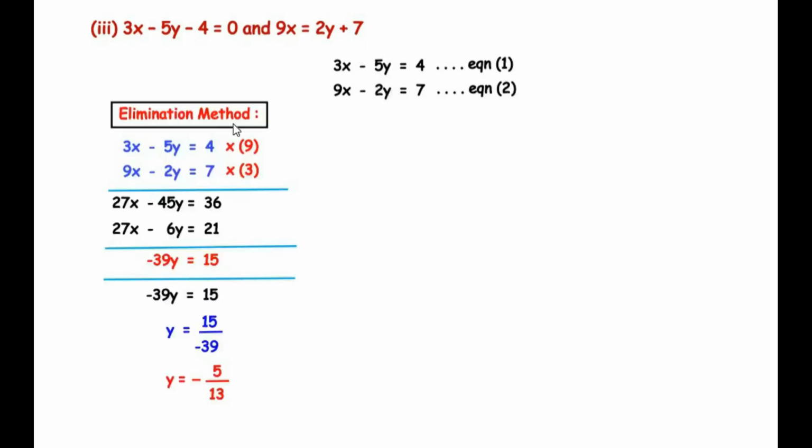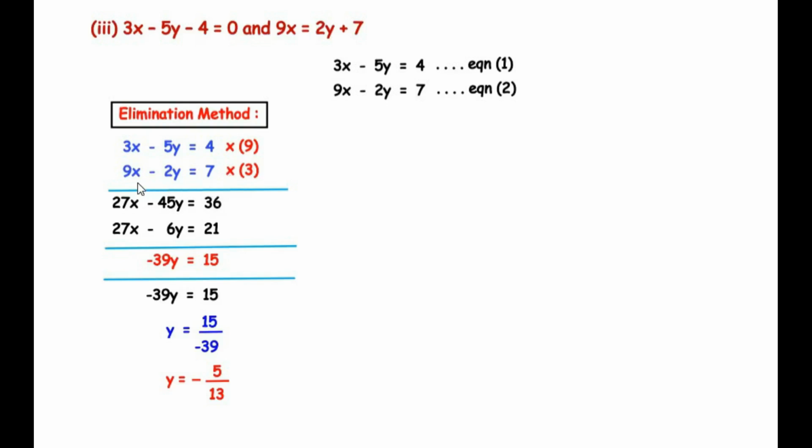So under the elimination method, we are going to multiply all the terms of the first equation by 9, which is the coefficient of x from the second equation. And similarly, we are going to multiply 3 with the second equation. So 9 times 3x gives us 27x. 9 times minus 5y gives us minus 45y is equal to 9 times 4 is 36.